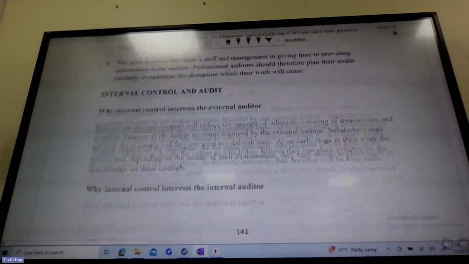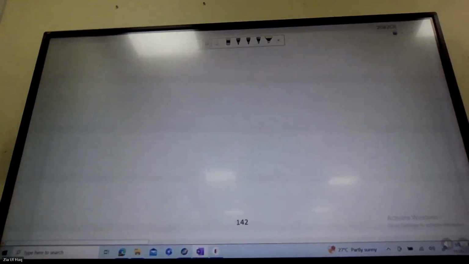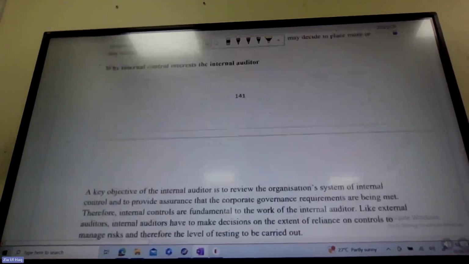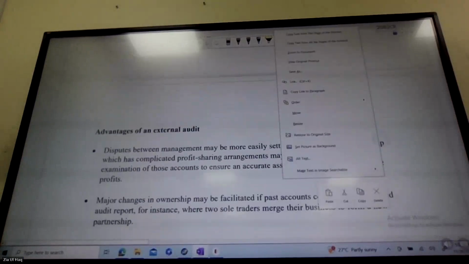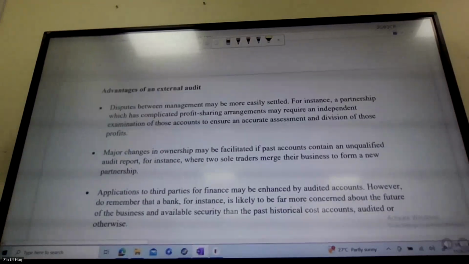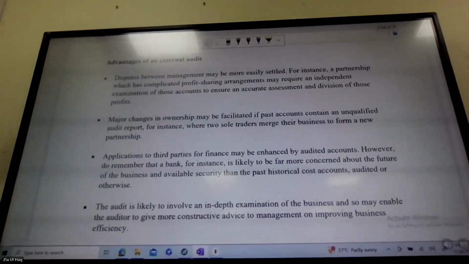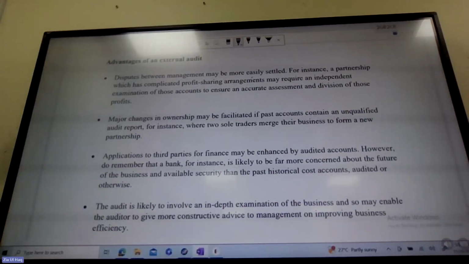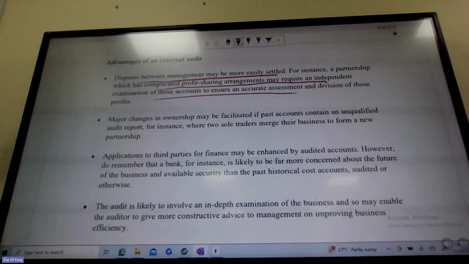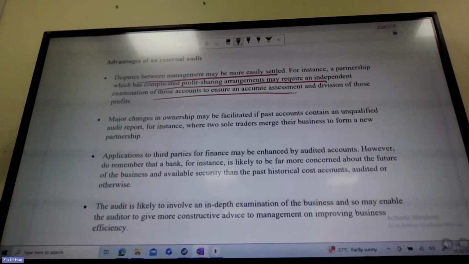What are the advantages of external audit? Disputes between management may be more easily settled. For instance, a partnership which has a complicated profit sharing arrangement and they are arguing with each other. So the external audit report can highlight the issues, can highlight the true picture. Through this, disputes between management, even with the shareholders, can be easily sorted out.